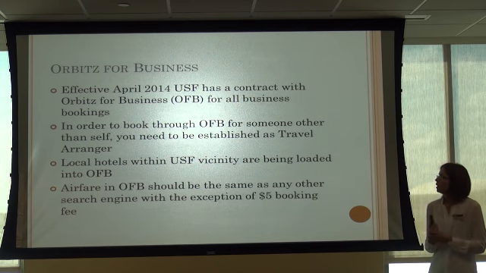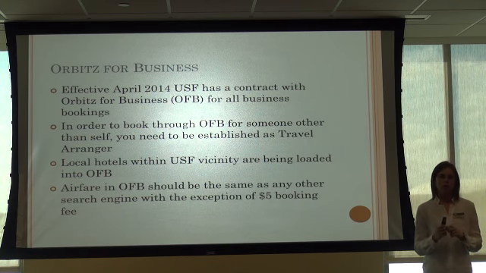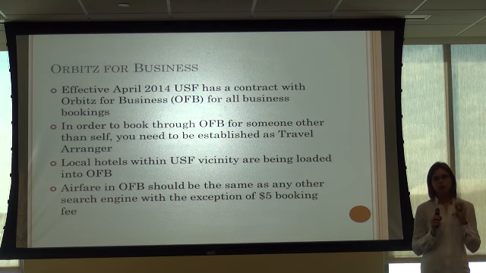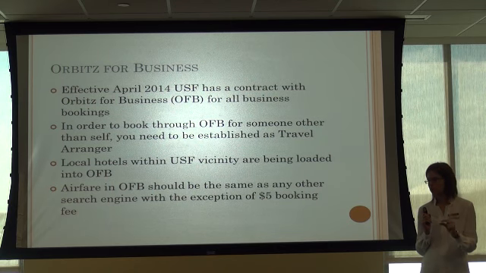Okay? Local hotels within the USF vicinity have been loaded in Orbits for Business, and for airfare in Orbits for Business, the rates should be the same as anywhere else you would find. It's all in how you perform the search. The only difference is the $5 booking fee. Regular Orbits charges a $7 booking fee, so we get a discount on it. It's $5 per ticket. Is it per ticket? Per ticket. So that should be the only difference in airfare.